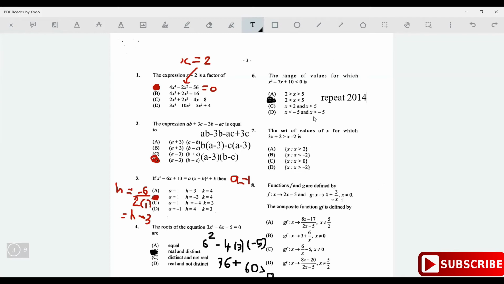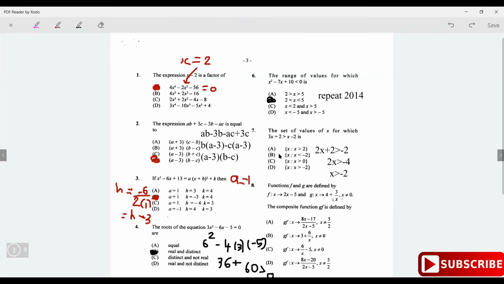All right. Next one says 3x plus 2 greater than x minus 2. We subtract x from both sides to get 2x plus 2 is greater than minus 2. And then you can subtract 2 from both sides to get 2x is greater than negative 4. Then you divide by 2 to get x is greater than minus 2. That's option D. Easy question, no worries.